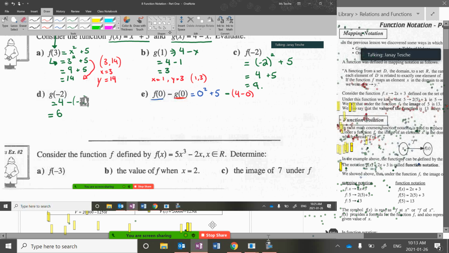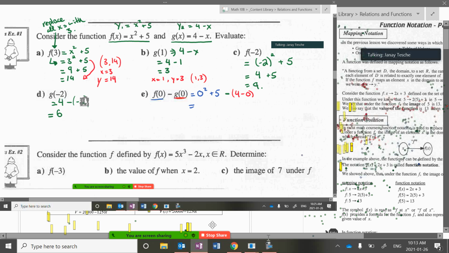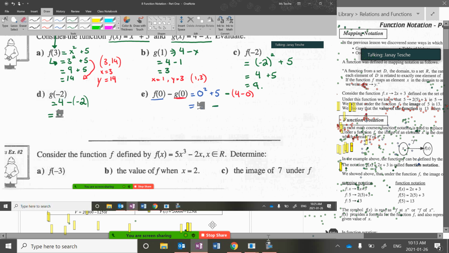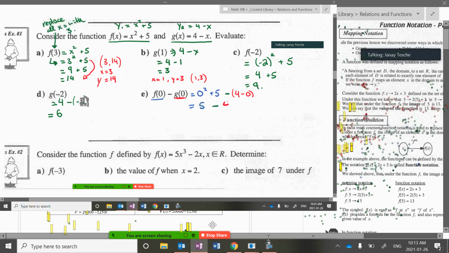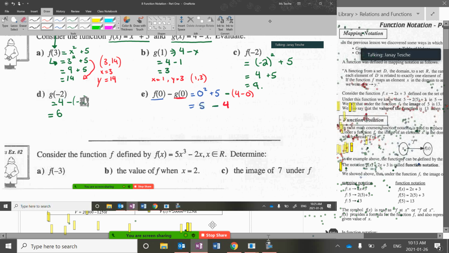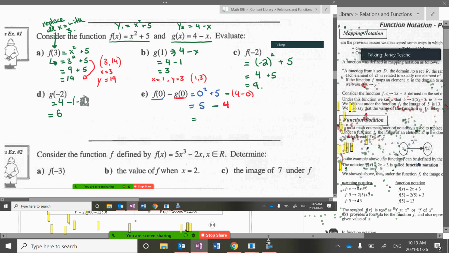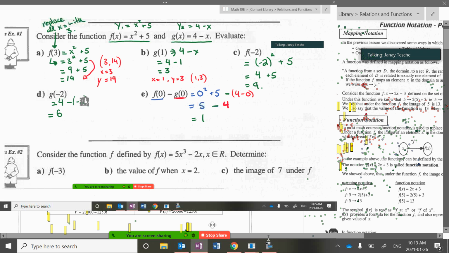So I'm trying to color code this for you guys. 0 squared plus 5 just is 5. 4 minus 0 is 4. 5 minus 4 gives us a final answer of 1. And that's as difficult as these can get, combining two equations into one. So in this one, you would just write equals 1 like that.